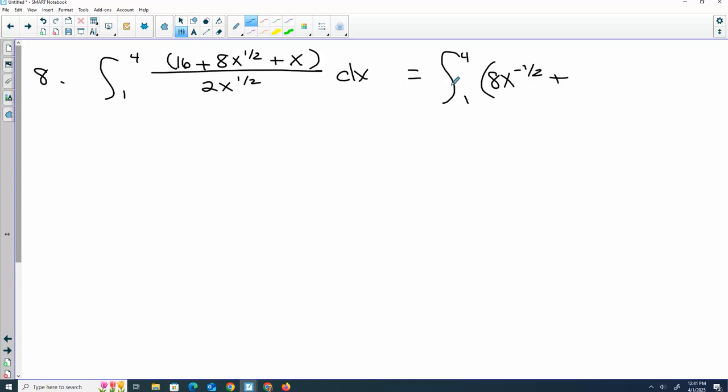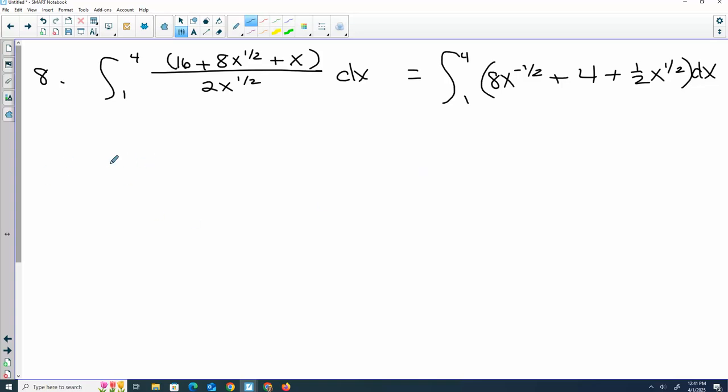4. When I divide those, 8 divided by 2 is 4, the x's drop. X over x to the 1/2, so those you subtract and get x to the 1/2. The 2 is on the bottom, so that's like 1/2. X to the 1/2. Is everybody okay with that simplifying?